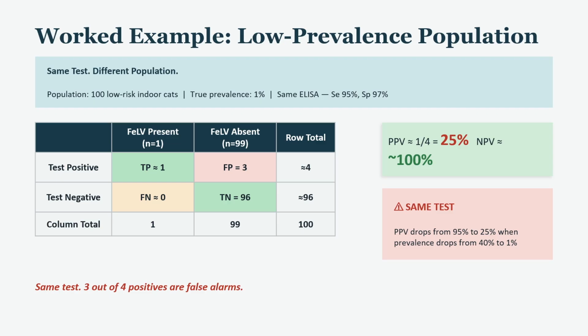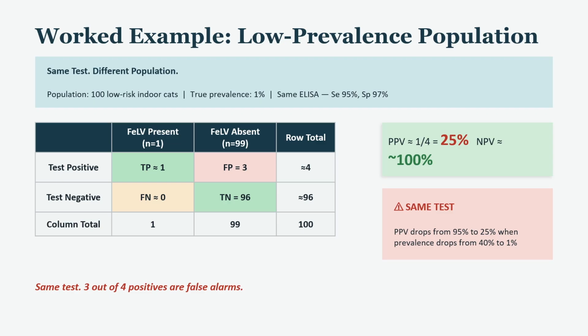This is the most important number comparison in this entire talk. Same test. Prevalence drops from 40% to 1%. PPV drops from 95% to 25%. This is not a flaw in the test. It is mathematics, and it has profound clinical implications. If you test a low-risk indoor cat for FeLV because the owner happened to mention they found a stray outside and the test comes back positive, you should not immediately tell that owner their cat has FeLV.